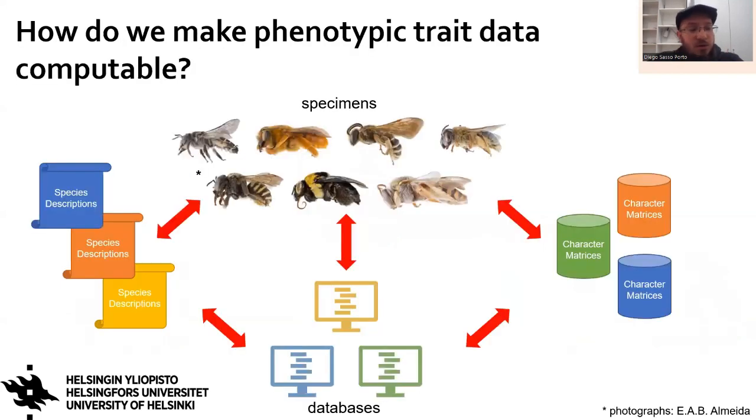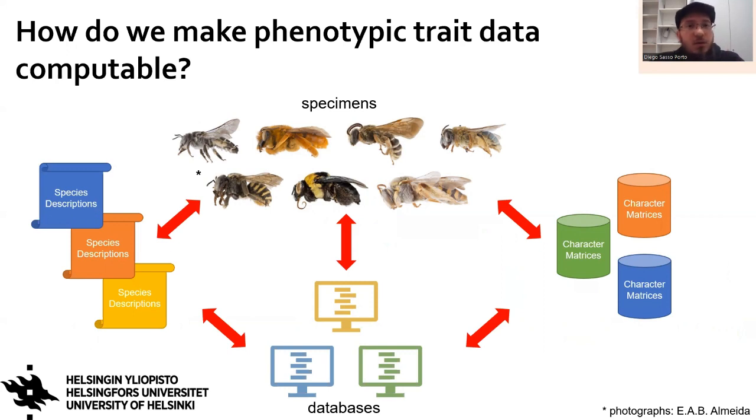So the question I would like to pose is how can we make anatomical data easily integrated with other sources of data? How do we make this computer parsable? And a solution for that is actually using ontologies.